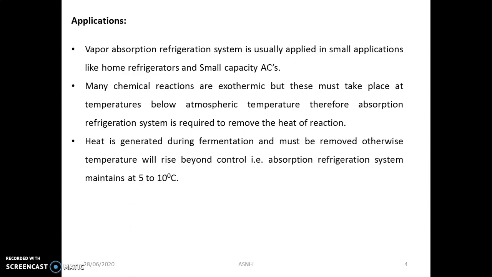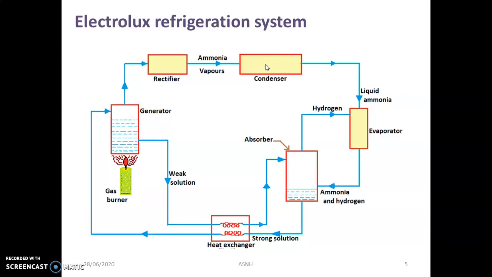So it is mostly preferable for cold storage and some kinds of food processing units, food packaging industries, cold chain applications, etc. The second important type of vapor absorption refrigeration system is the Electrolux refrigeration system.